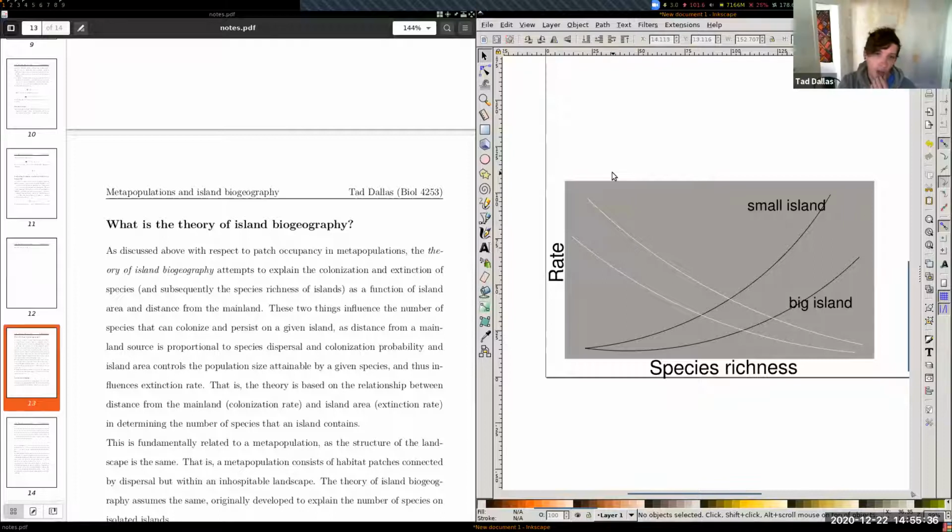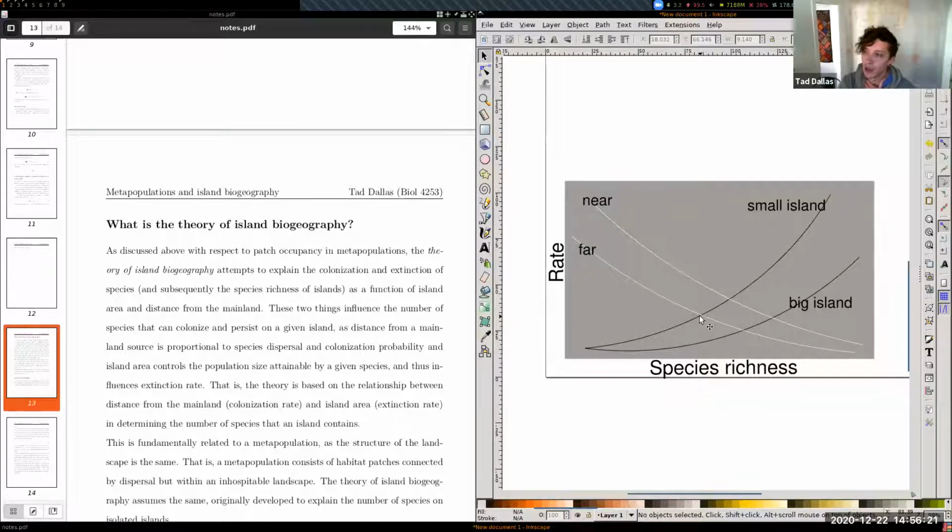With the top one, you have the highest immigration rate when you have a nearby island. So it's close to the source or close to other populations. So you have near and far. And it's the balance between these two things that enables you to predict equilibrium species richness. So we have these ideas about how these rates should relate to species richness.